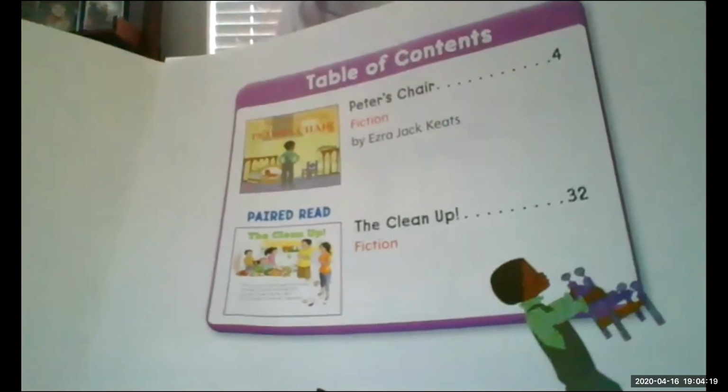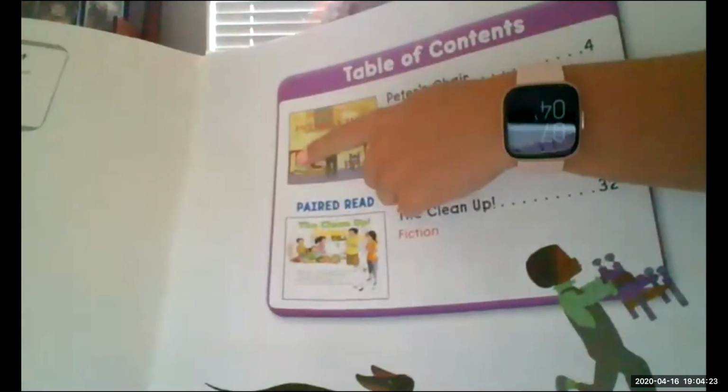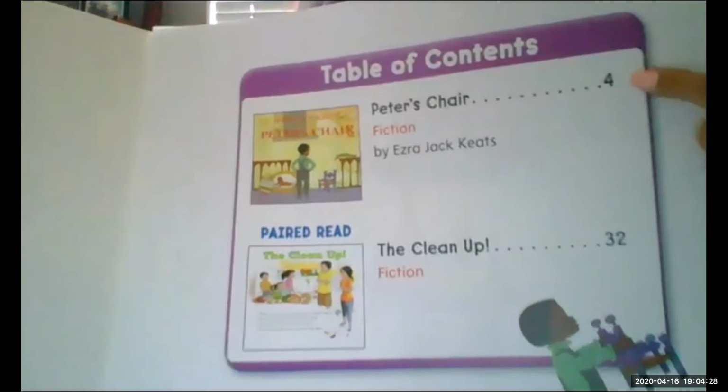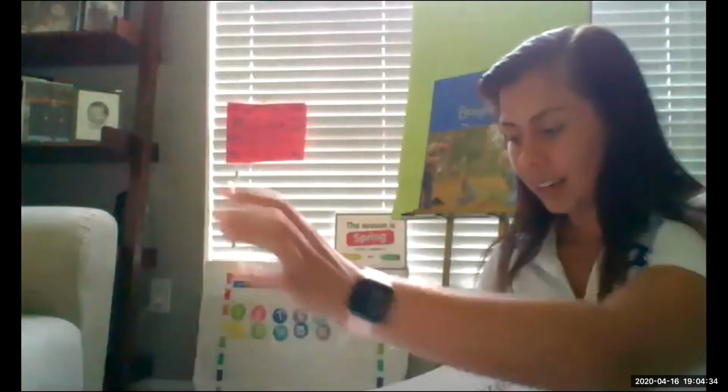When we open up the book, we see the table of contents. Earlier, we read this story. Now we're going to read the first story in the book. What page do we need to go to? That's right, page 4. Let's turn the page.